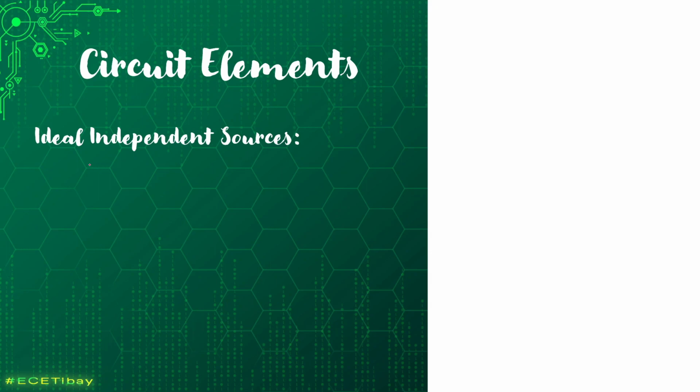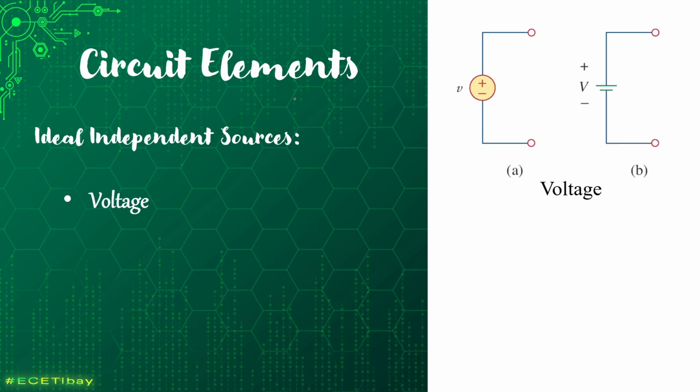So what are the ideal independent sources? These are the symbols for the independent sources. First is the voltage source. The symbol is a circle with a positive and negative sign. It can also be a cell symbol: two lines with a positive and negative sign. And for the current source, it is a simple circle with an arrow pointing in the direction in which the current is flowing. So that is the independent sources symbol.